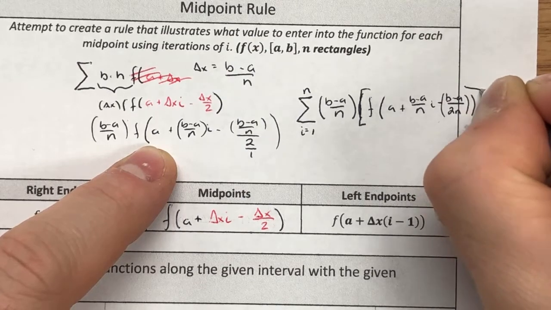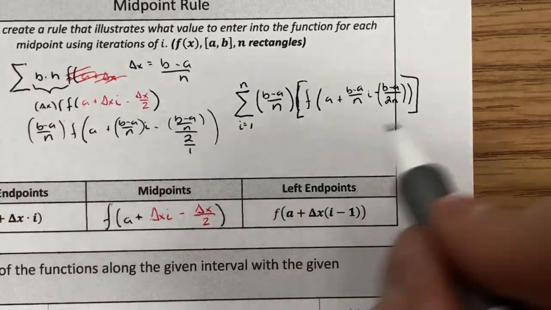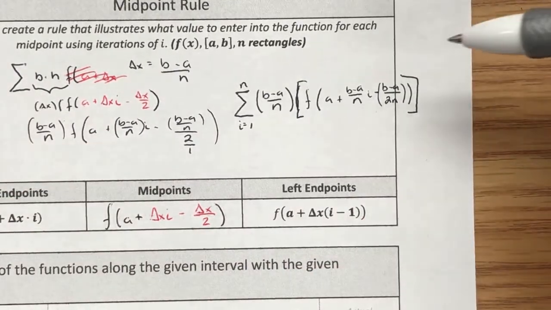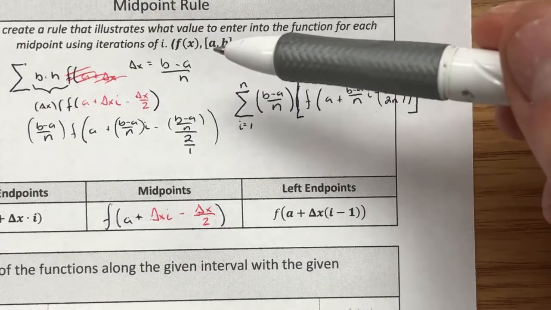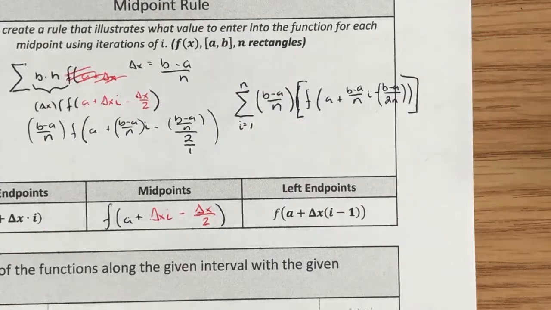Close the function, close the bracket. And there we go. Here's our generic formula. If you want a formula to find the sum of any function from a to b with n rectangles, we can just go ahead and plug this in right here and get that. Cool.